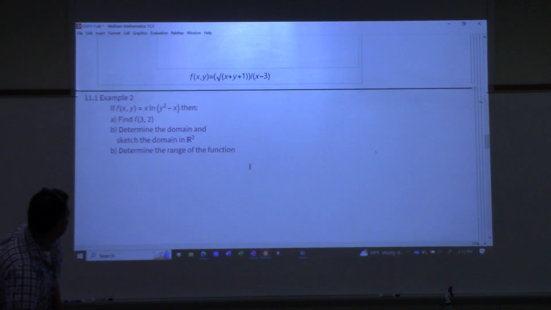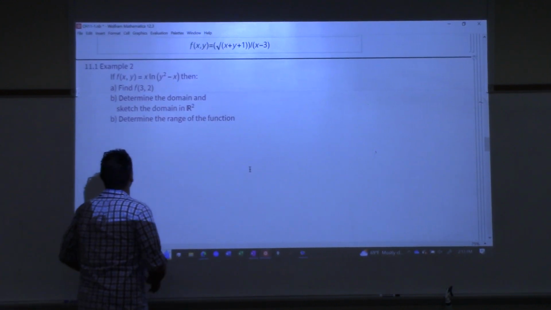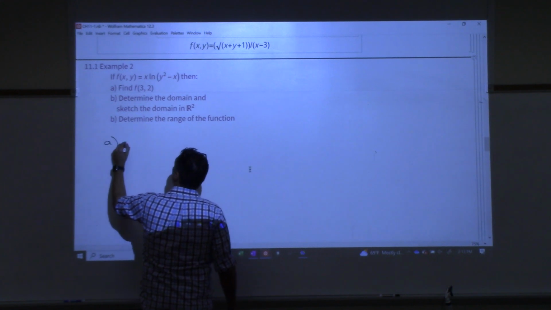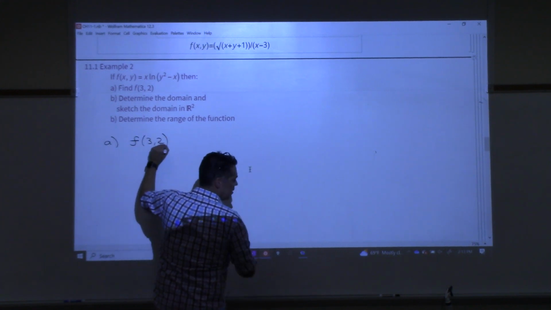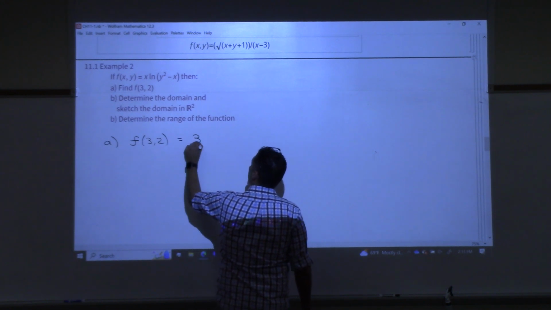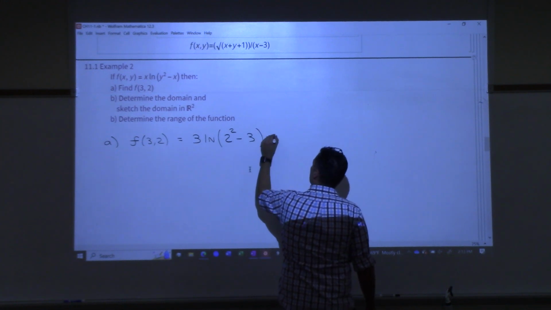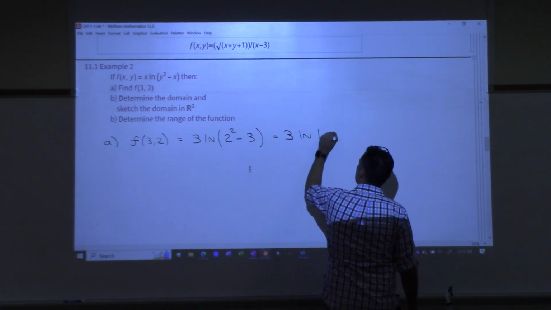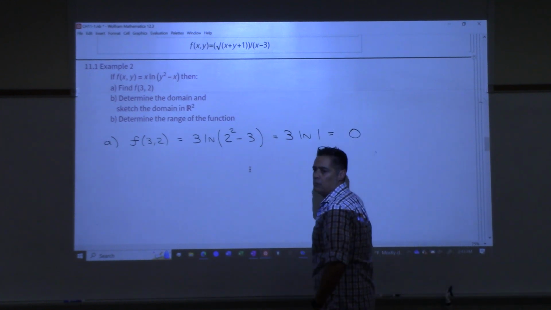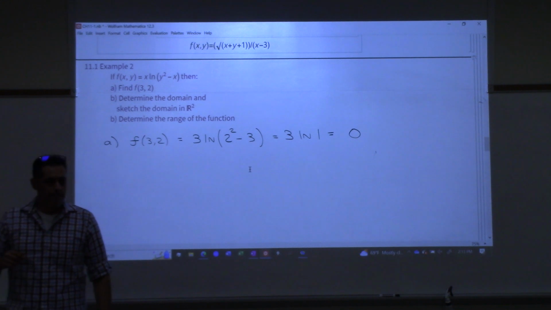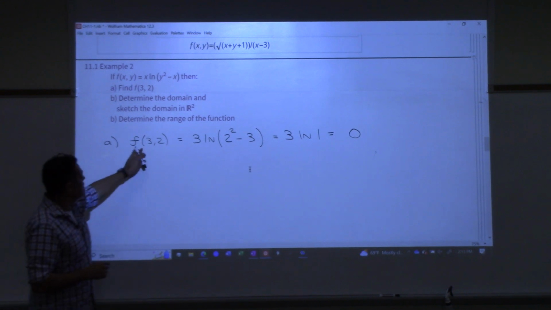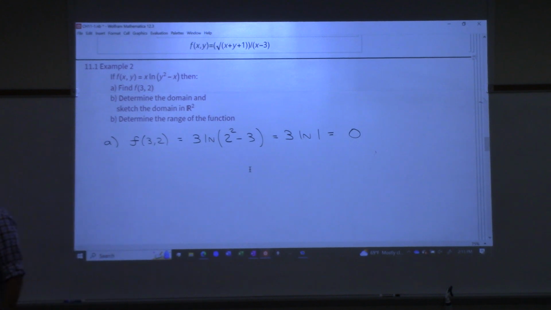All right, there's our next one. Did you all try and plug in 3,2 already? So f of 3,2 is, let's see, 3 for x, natural log of y squared, 2 squared minus 3. So it equals 3 natural log of 1, but natural log of 1 is 0, so that's just 0. 3 goes in for x, 2 goes in for y, 0 comes out for z. So if I go out 3, then 2, I'm just going to stay there. Not going up or down. 3, 2, stay.